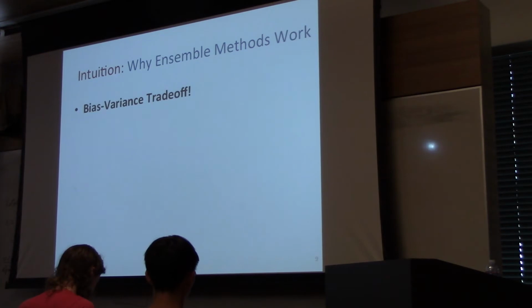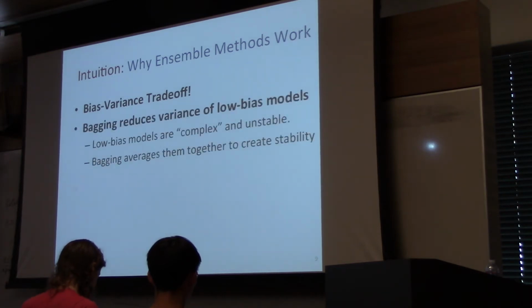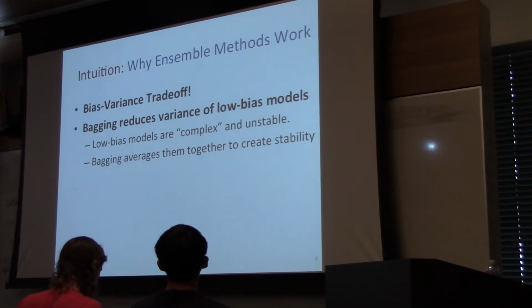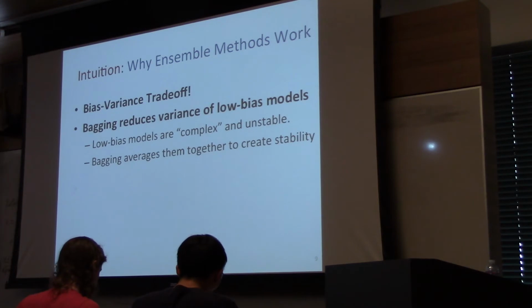Why do ensemble methods work? Well, one way to think about why they work is that they optimize for the bias-variance trade-off in interesting ways. What bagging does is it reduces the variance of low-bias models. Low-bias models, or high-variance models, if you will, are very complex and unstable, like a really deep decision tree, for example. If you just draw a new training sample and you just change the training set by not that much, you can learn a very different tree. Bagging averages them together to create a stable average classifier that reduces the variance while not compromising that much on bias.